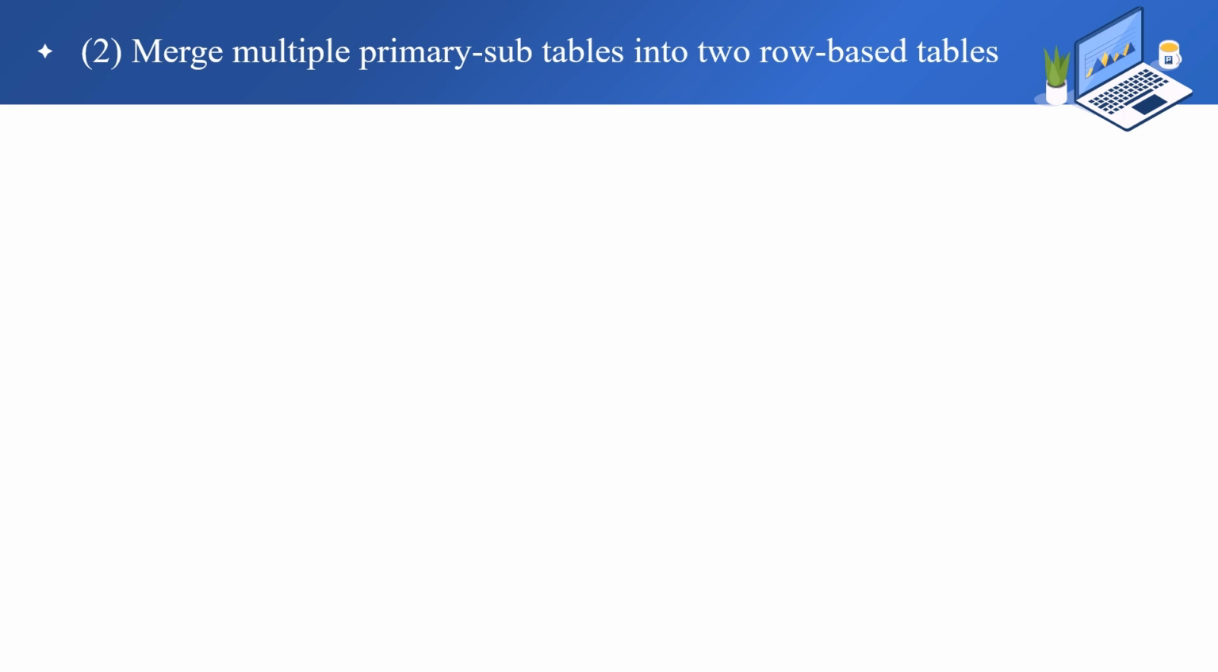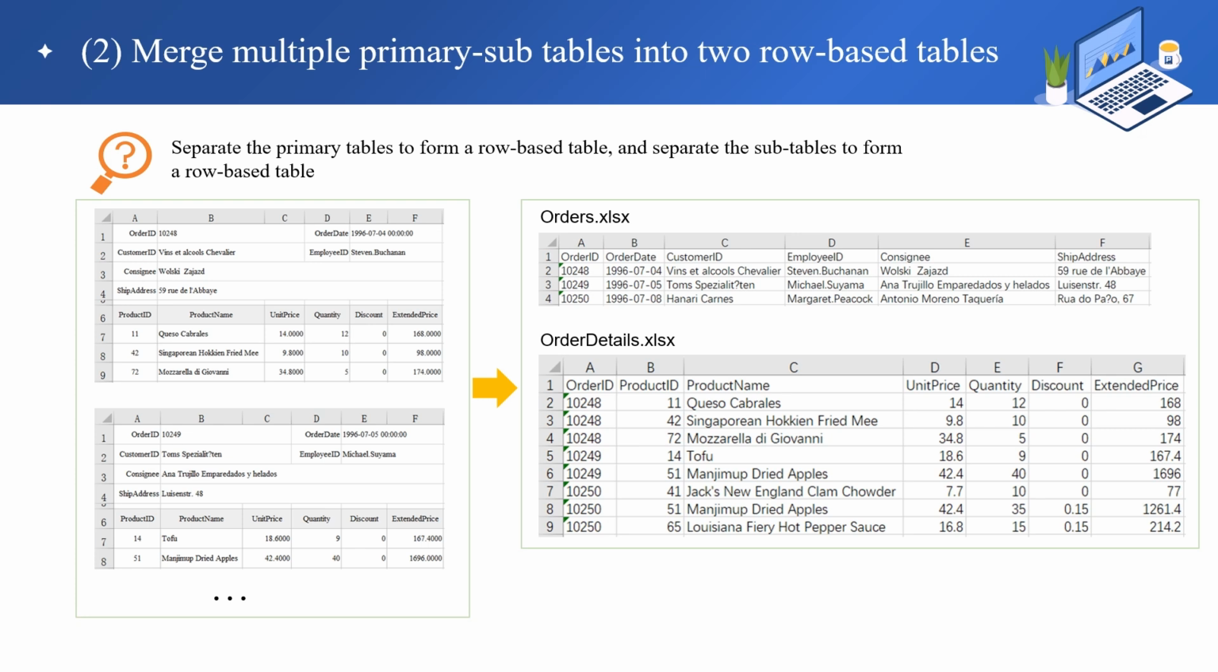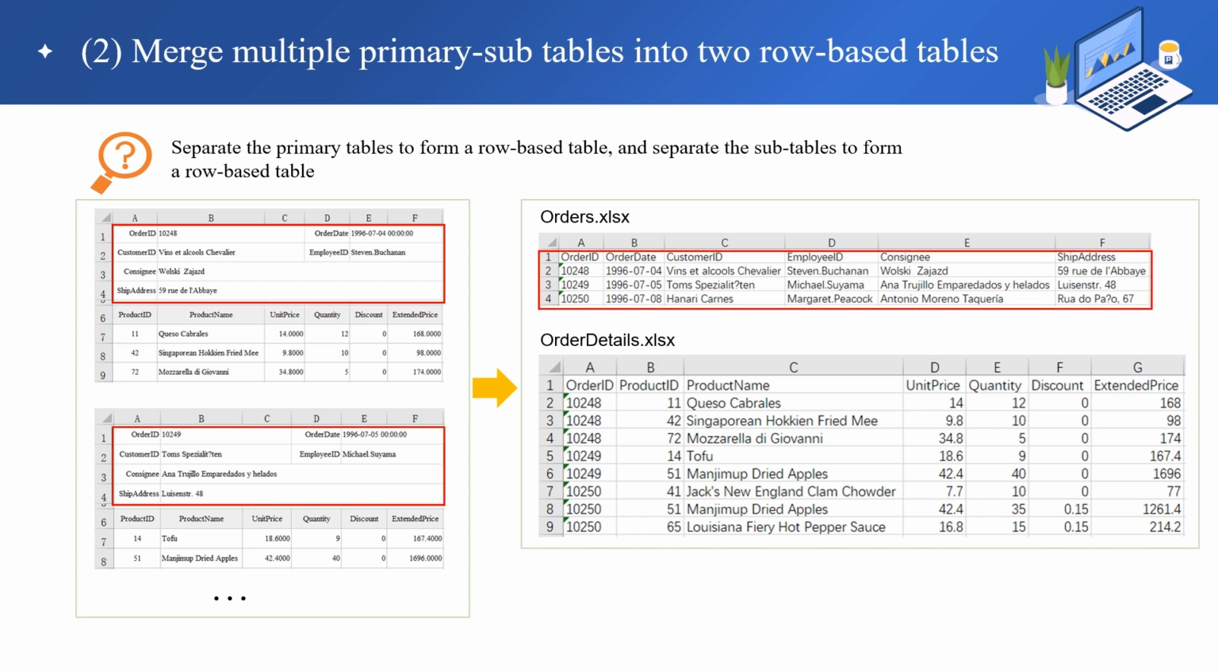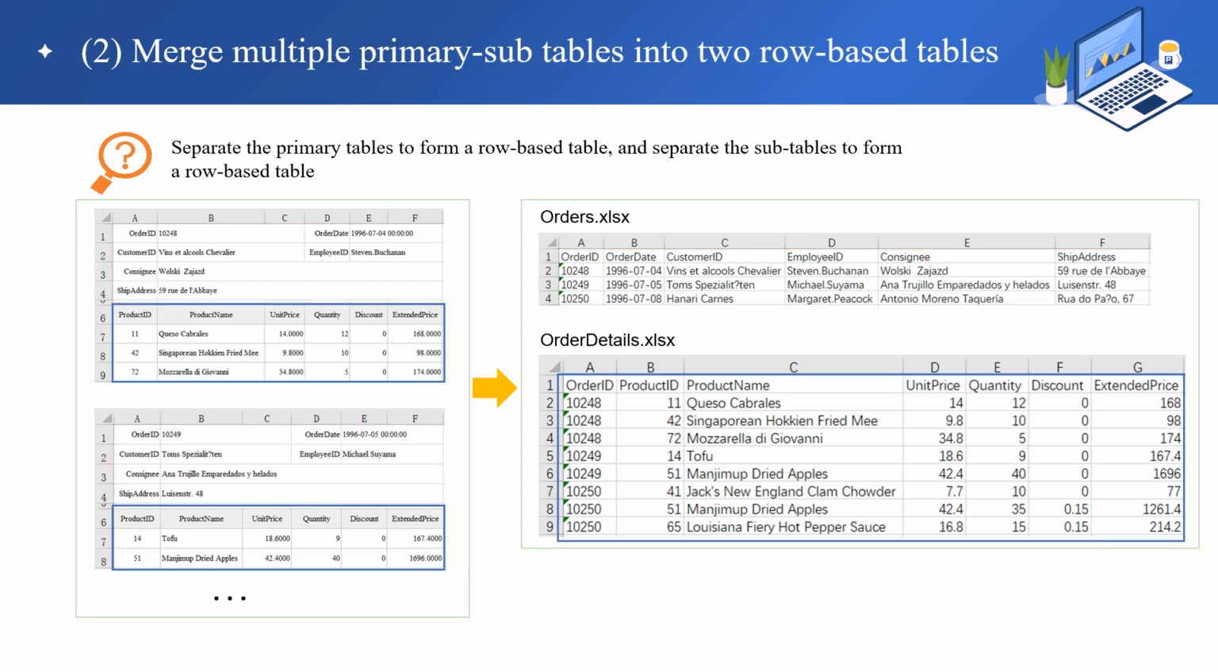2. Merge multiple primary subtables into two row-based tables. There are multiple primary subtables, each of which contains basic order information and detailed order information. For example, the first 4 rows in the first table is a primary table, containing information such as order ID and order date. Starting from the 6th row is a subtable, listing the product ordering details for that order. Now we need to separate the primary table from each file to form a row-based table named orders, and separate the subtable from each file to form a row-based table named order details. In this example, the primary table is a card-style table, and the subtable is a row-based table. We will handle them separately.